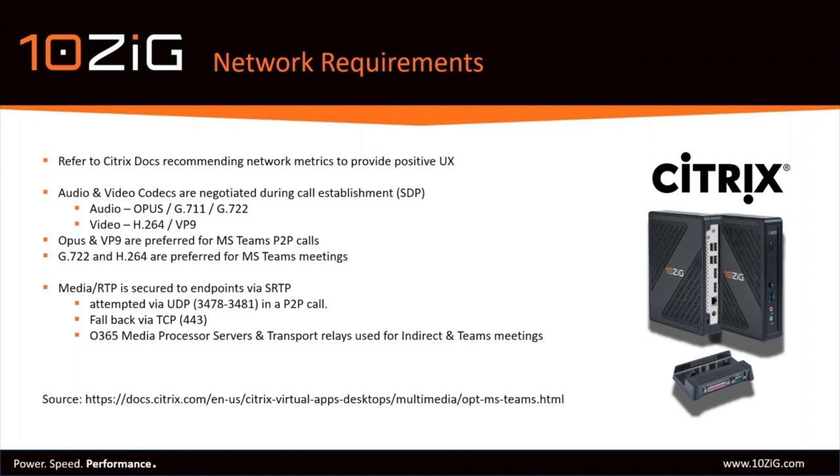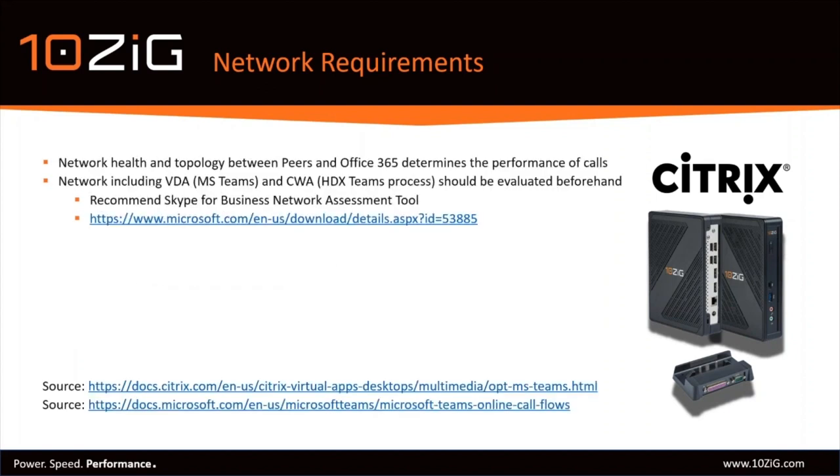It's also important to state that in addition to peer-to-peer calling, the endpoint will also communicate directly with Office 365 media processors and transport relay, for example for Teams meetings, or where direct communication with peers cannot be established. So the thing I'd really hammer home here, that I saw predominantly with the Skype for Business optimization pack, was that in proof of concepts and early deployments, it wasn't always taken into account that the endpoint in effect became a Skype for Business client, or now a Teams client, in that it needed to have network connectivity to make those calls. So again, treat the endpoint like it's running the Teams executable locally. And with that, network requirements.